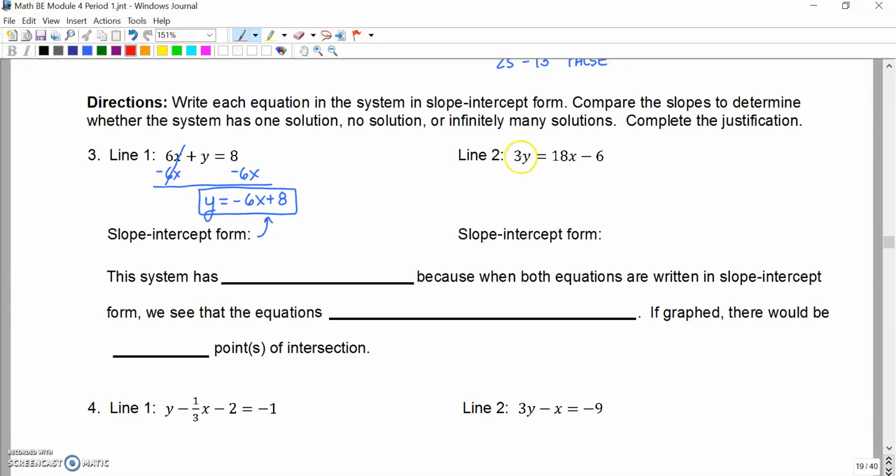For line 2, it's 3 times y, so we will do the inverse or opposite operation, which will be divide. And we'll carefully divide each one. 3 divided by 3 is 1y. 18 divided by 3 is 6x. And 6 divided by 3 is 2, and it is a negative divided by a positive, so this will be a negative.